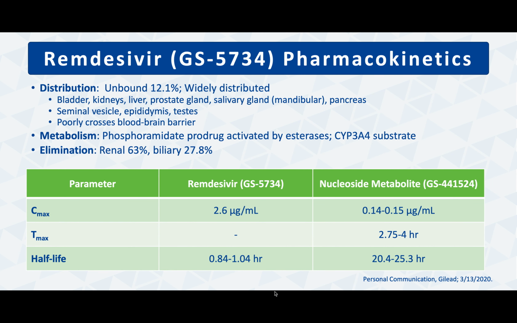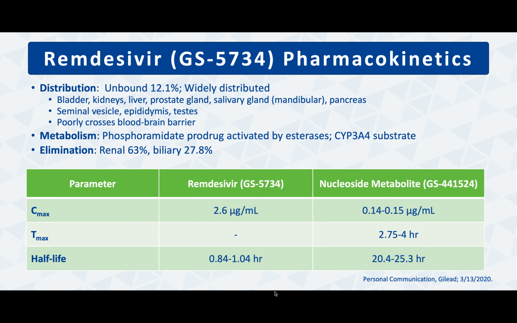For Remdesivir pharmacokinetics, it is 12.1% unbound to plasma proteins and distributed widely throughout the body. For metabolism, the phosphoramidate prodrug is cleaved by esterases and carboxypeptidases intracellularly. It is eliminated partially through both renal and biliary excretion. And then, although there are no recommended dose adjustments for renal or hepatic dysfunction, the current trials all have exclusion criteria based on eGFR or creatinine clearance cutoffs.